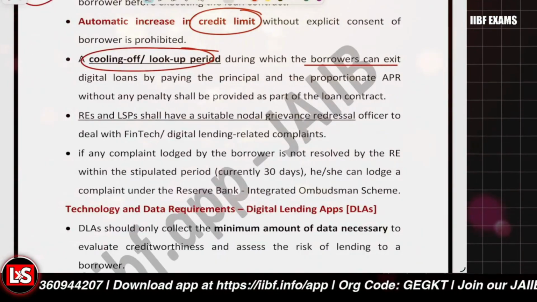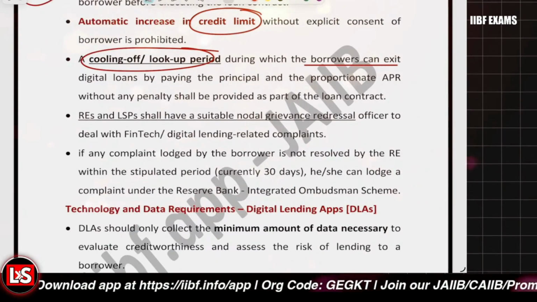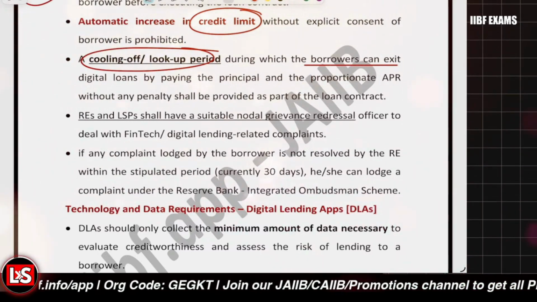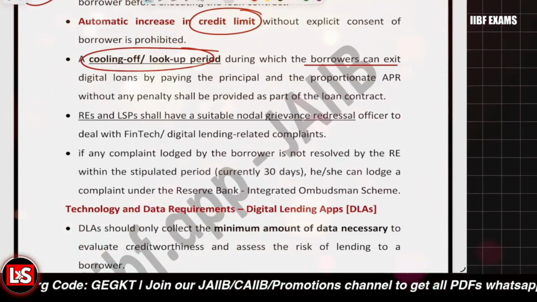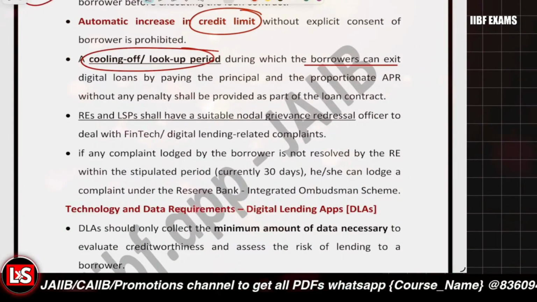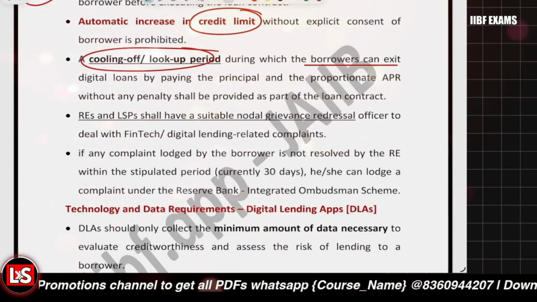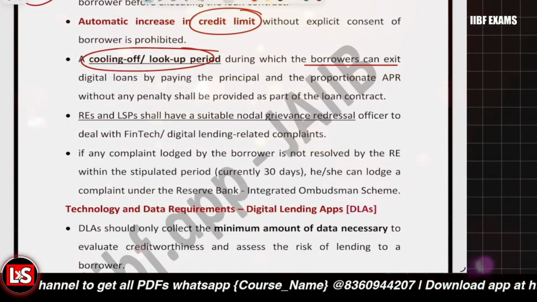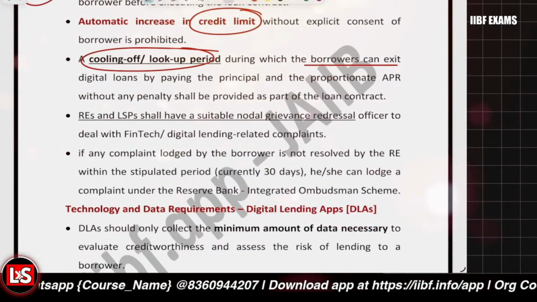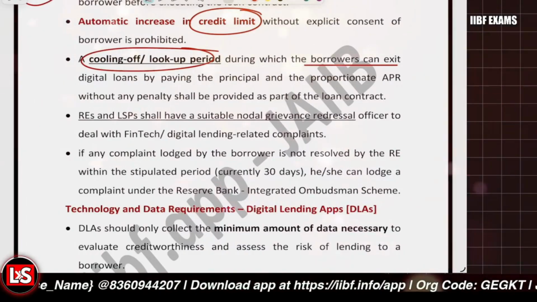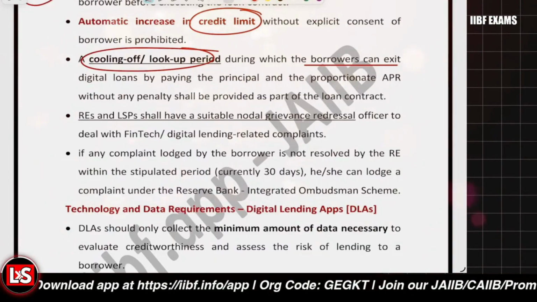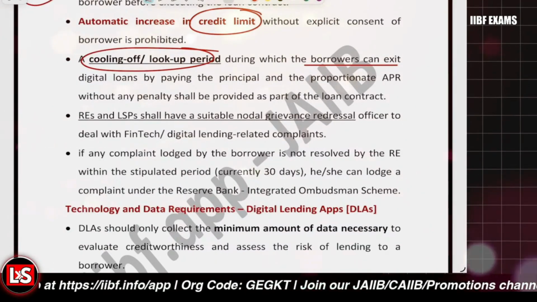So let's say 15 days are given to you, and if you just want to exit this loan, you can exit without paying any penalty. You just pay the principal amount that you have borrowed. Let's say I borrowed a loan from ABC NBFC online, but I just don't want to be in it. I want to exit this loan because I never learned the terms and conditions properly, and I was being charged excessively.